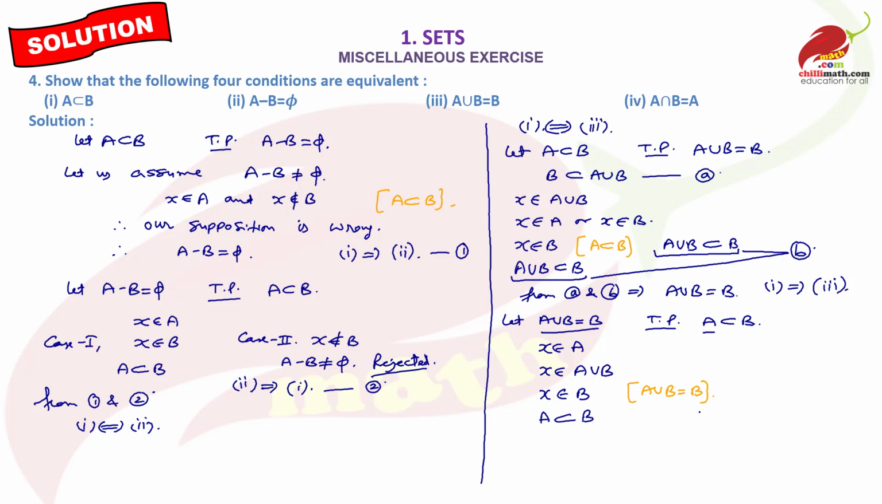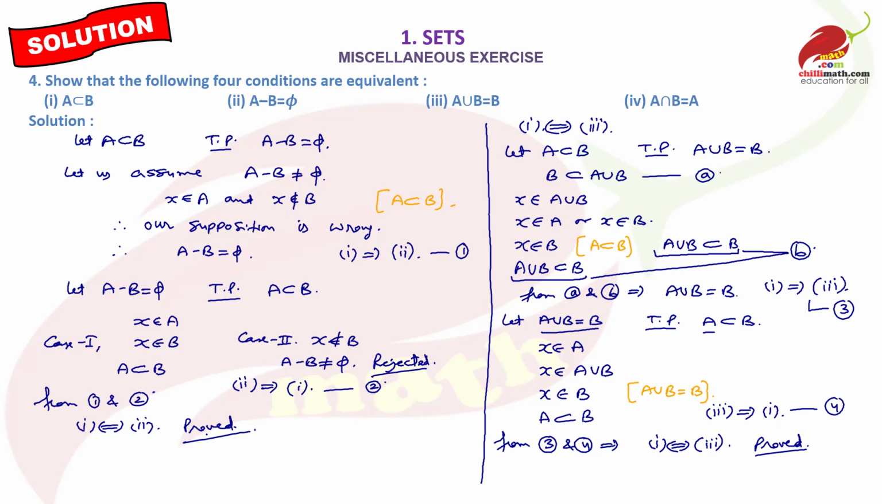So here what we proved, 3 implies 1. So I mark this as equation number 3 and this as 4. So from 3 and 4 we proved 1 is equivalent to 3. I write here proved also. Here also I write proved. And we started proving here 1 equivalent to 2.